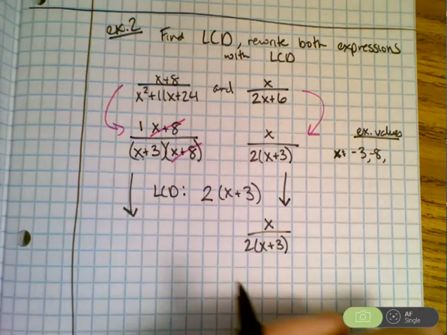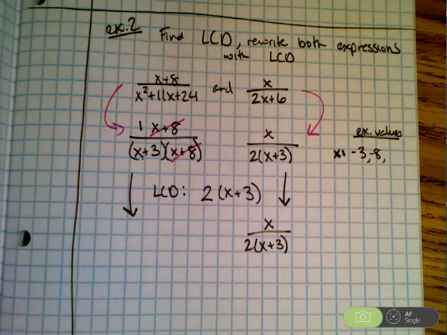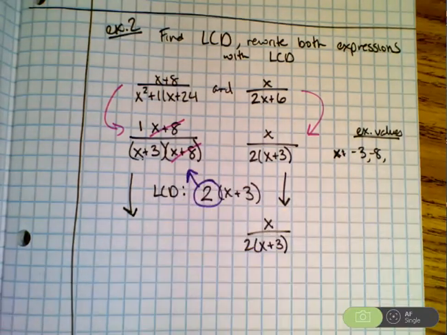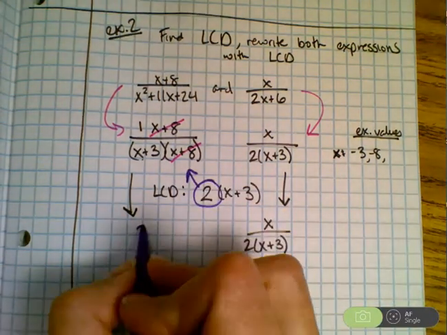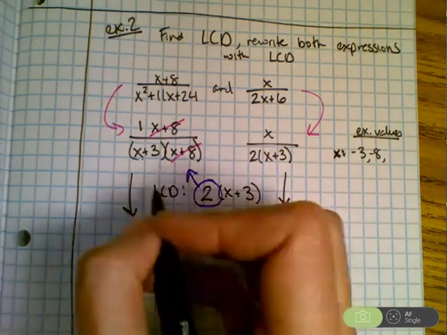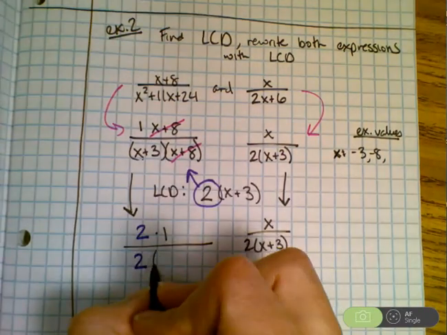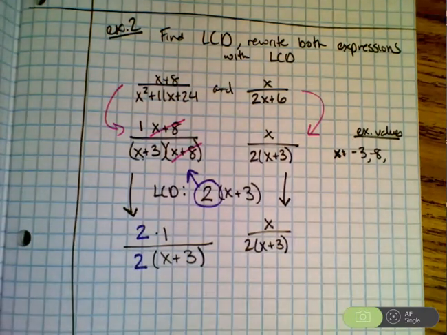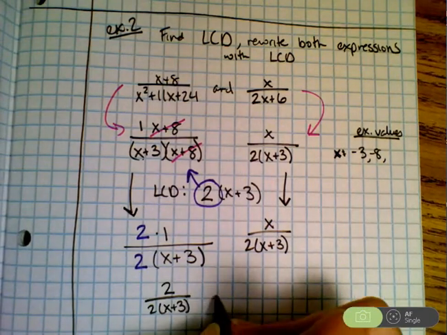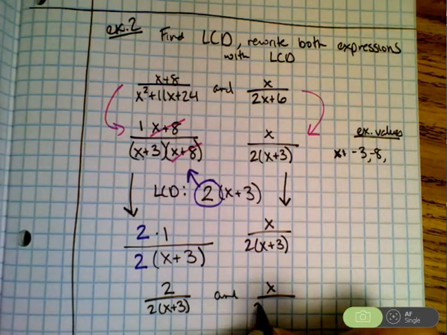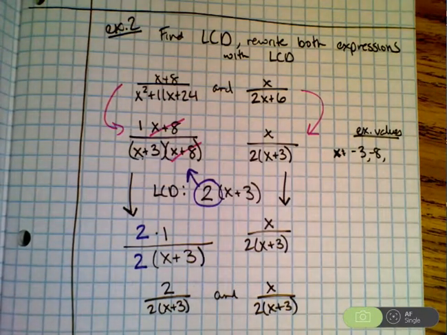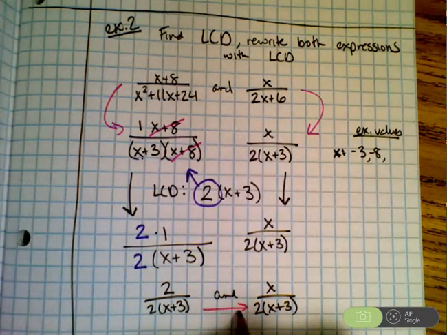This one we have to do one more step, and that is take this 2 and multiply that one by 2. So I had to put the 2 on the top and the bottom. I just did that while I had the purple pen open. So 2 times 1 over 2 times x plus 3. Well, that's just 2 over 2 times x plus 3. And then our other expression is still just x over 2 times x plus 3. So we now have common denominators, which is what we were looking for.